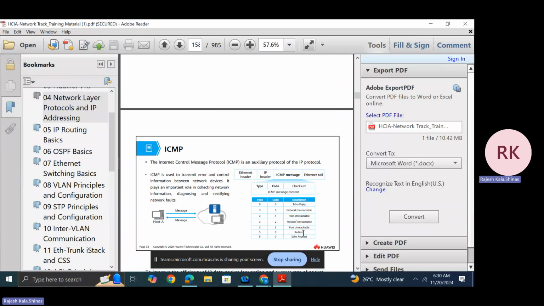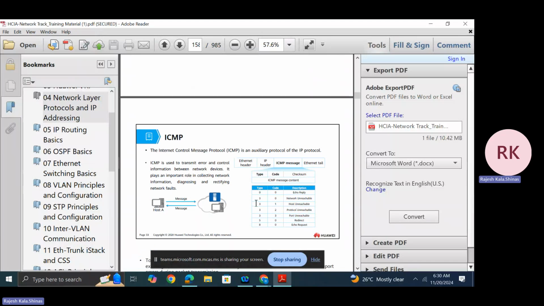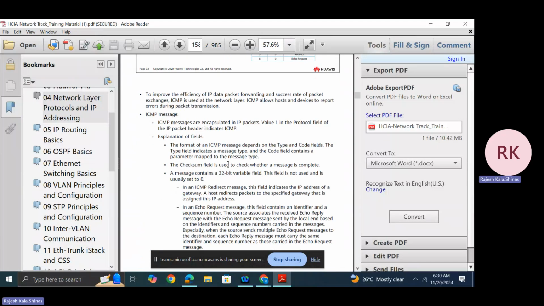Type 5 is redirect. Sometimes we send the packet to a wrong router, and the router will redirect the packet to the correct gateway router for the destination. Echo request: whenever you ping from one machine to another machine, an echo request packet is sent. Okay, whatever I told is mentioned here.